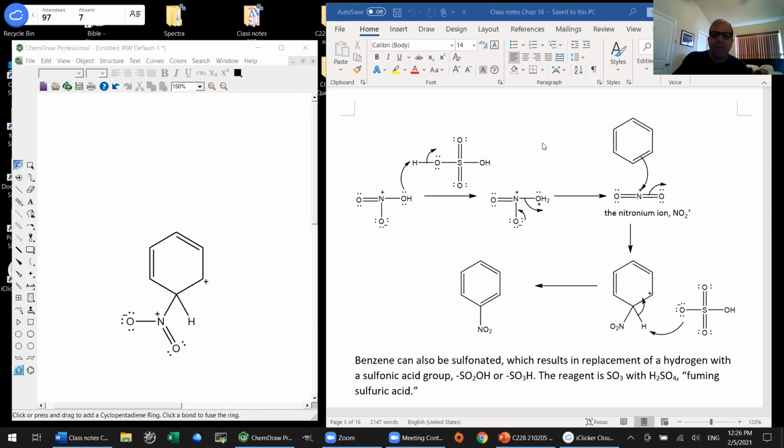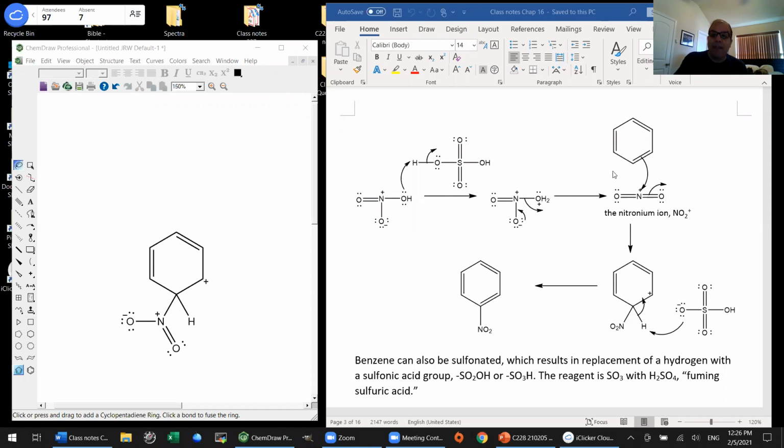Is it just something to memorize then? Well, I would say only if you insist that it just is an exception and makes no sense. I think it fits right in with all of the other material. Certainly, this mechanism of forming the nitronium ion is something that you will need to know.